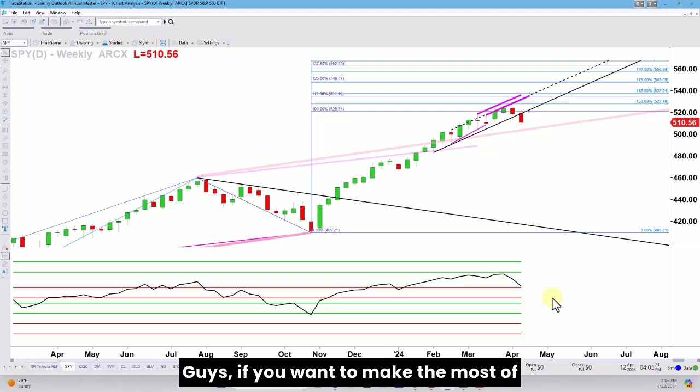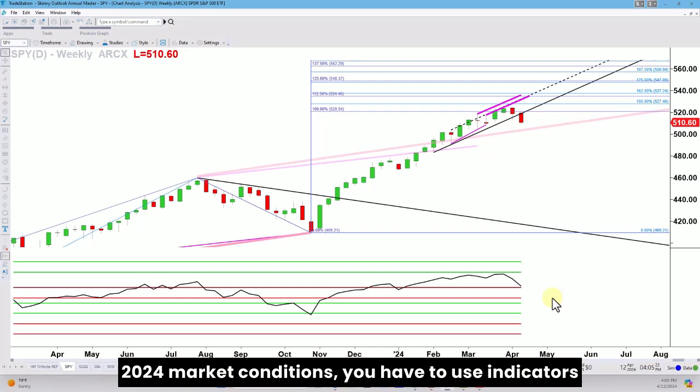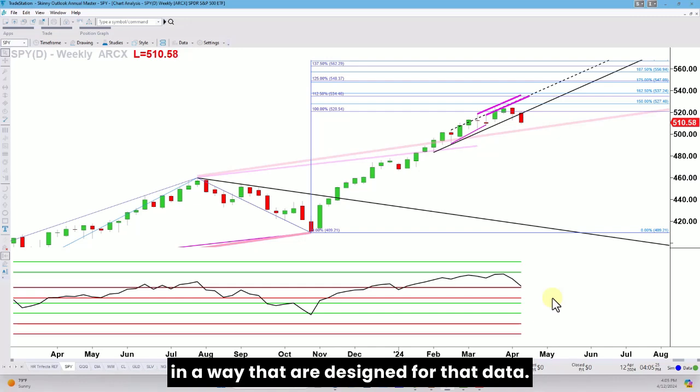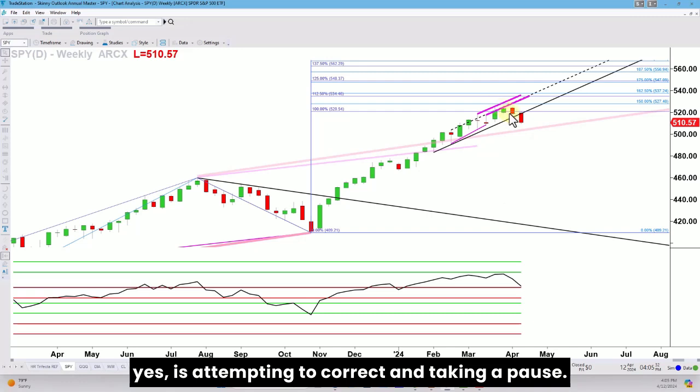If you want to make the most of 2024 market conditions, you have to use indicators in a way that are designed for that data. And right now we have a trending market that, yes, is attempting to correct and taking a pause, but it's been a pretty serious uptrend for a while.